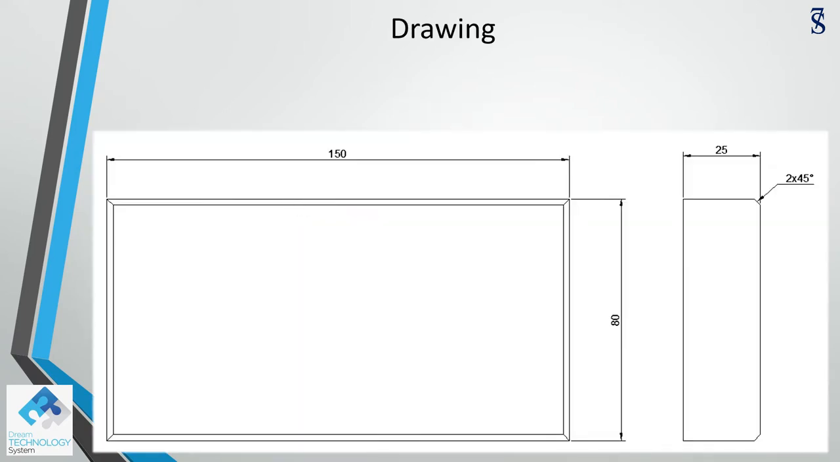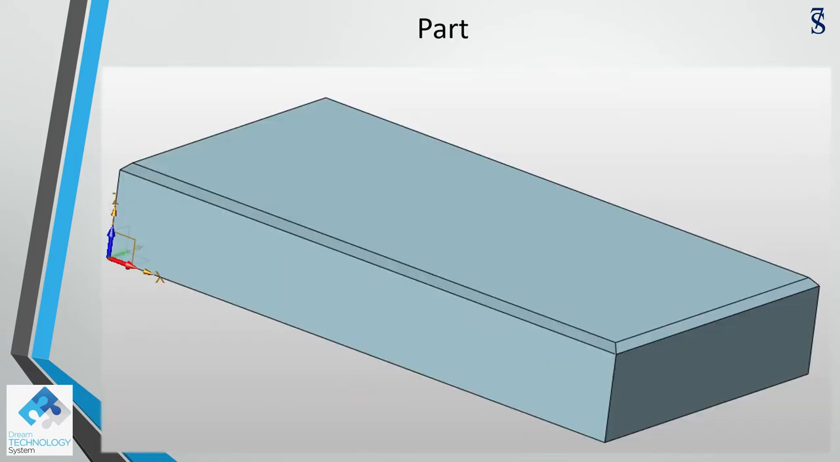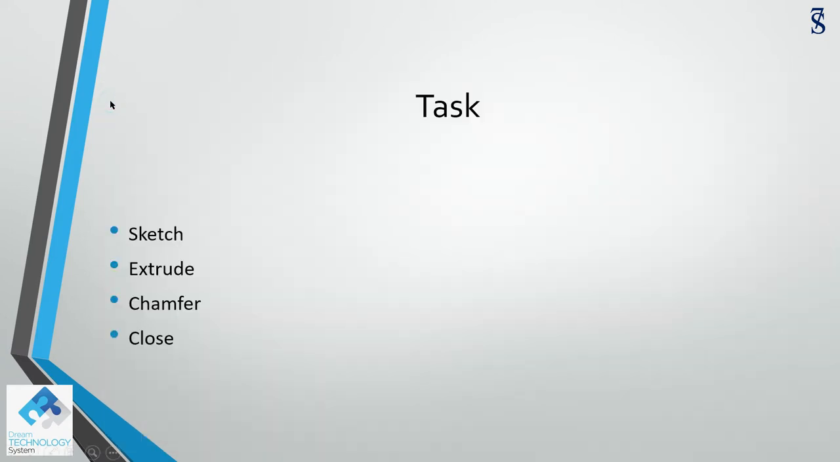So I'm going to have a drawing. It's a simple block, because this is actually the CAM software. We actually want to teach you how to machine this part, but before that we need to create a 3D model from the 2D drawing. So let us start. This is going to be the part that we will create later. So let us go through.